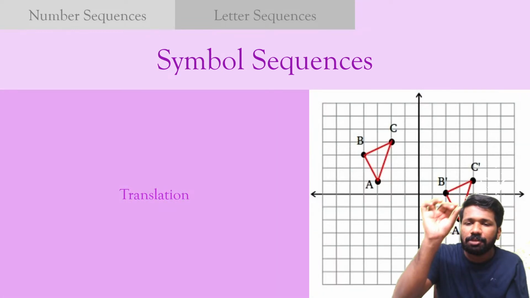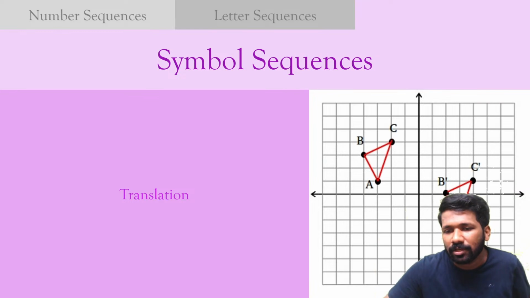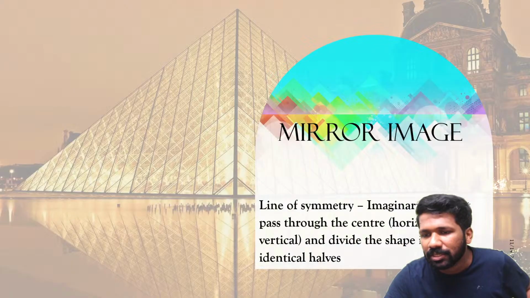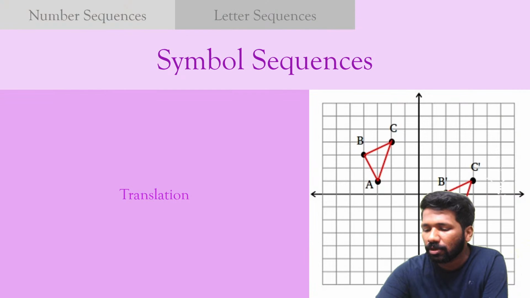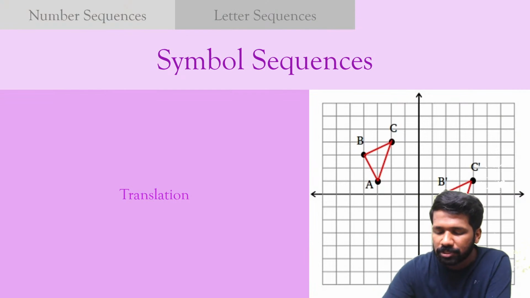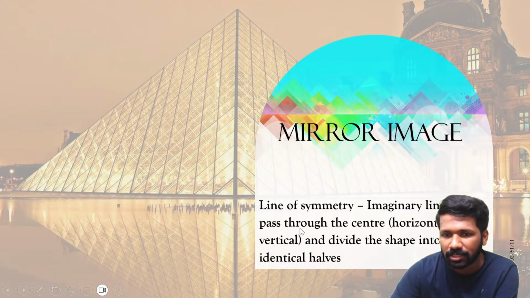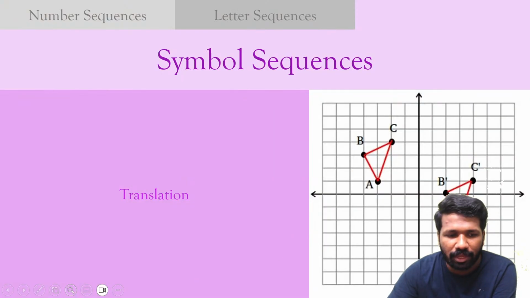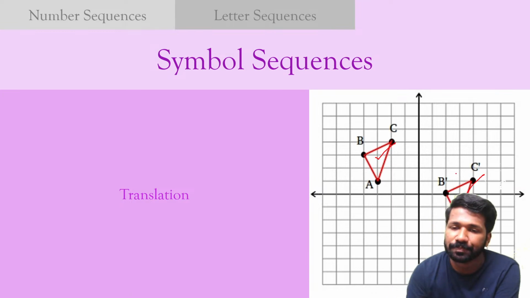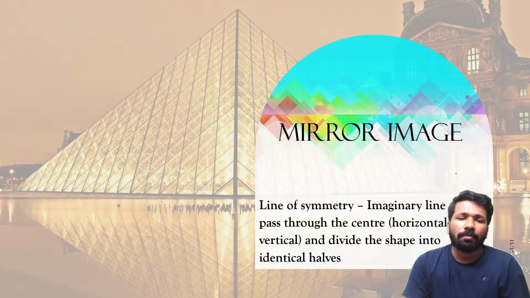Translation just means shifting from one position to another. For example, this image, triangle ABC, if you are flipping it or moving it to another position, that is called translation. That means in translation we can do rotation and flipping also. Translation just means shifting from one place to another place. So these three operations are clear.